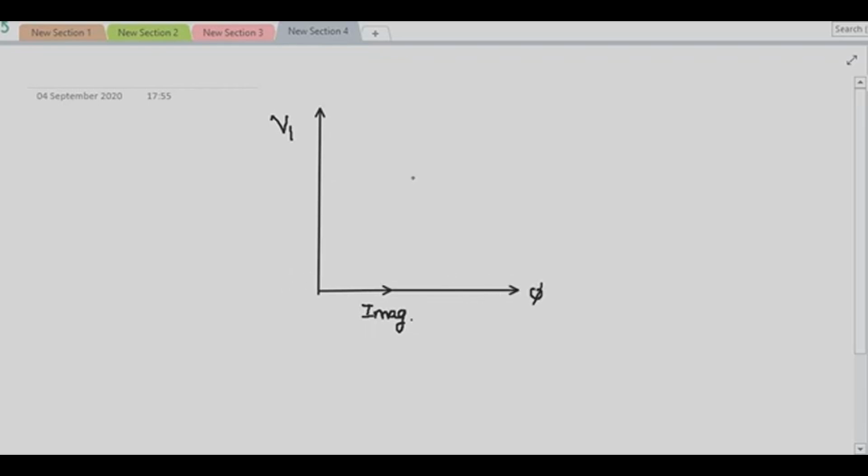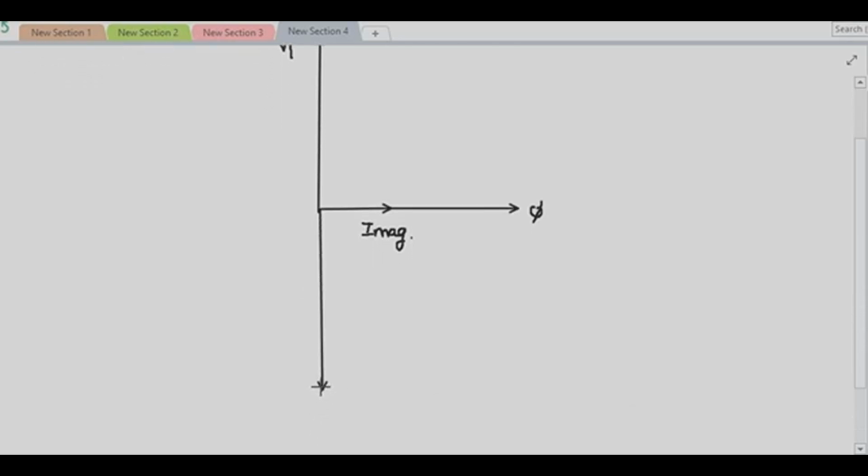Now when this flux links with the primary as well as the secondary, it will produce an EMF of self-induction in the primary and mutual induction in the secondary. So this is your E1, the self-induced EMF produced in the primary winding, and this is your E2, the mutually induced EMF when the flux links with the secondary winding, right? As the secondary is open circuited, E2 is equal to V2.